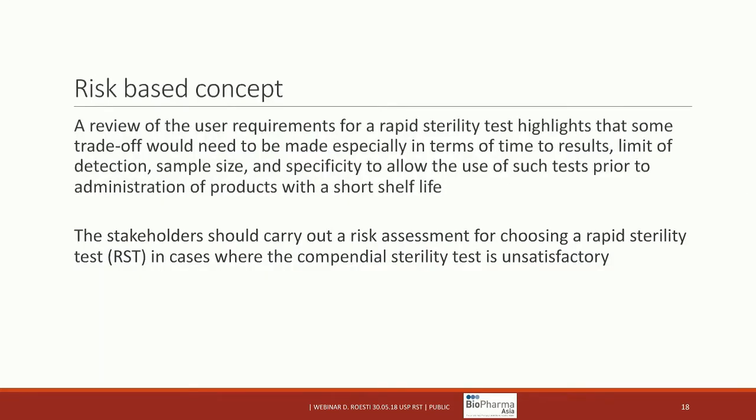The USP 1071 chapter will also provide some clarification on the risk-based concept, because when people apply rapid sterility tests, they should also make a risk-benefit analysis, because there are some cases where the use of a rapid sterility test is more beneficial to the patient than staying with the compendial test.